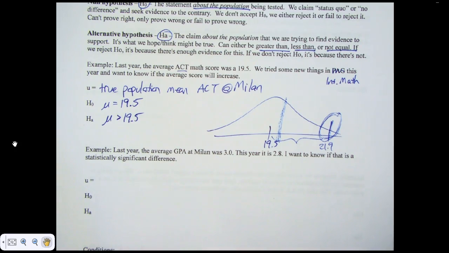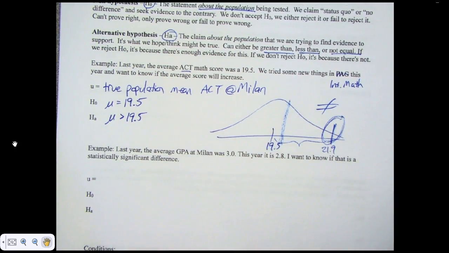Yes? What's the symbol you use for not equal to? It's not equals. Is there another hand up? No? Okay, any questions right now? Try to write the next one.